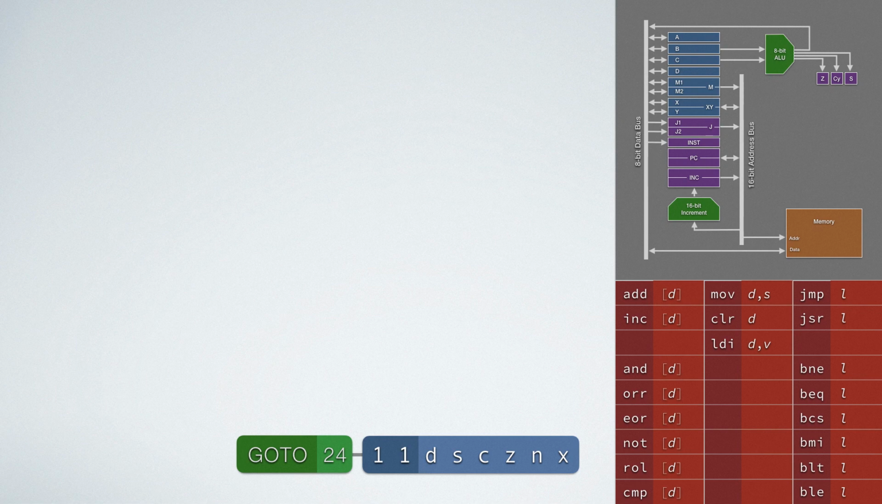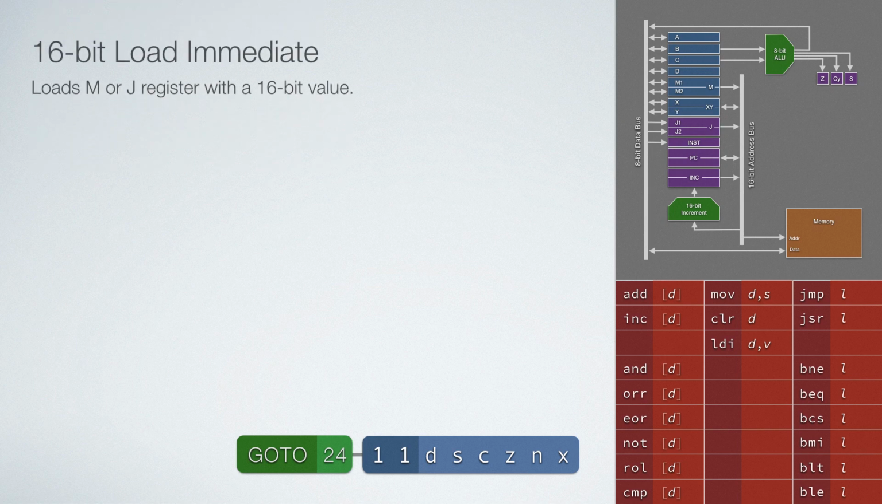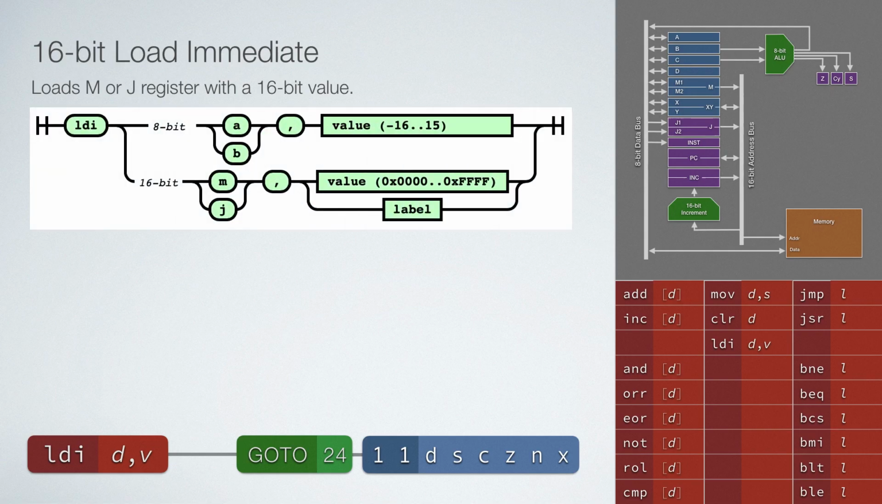Now there is only one more thing we can do with the goto instruction, and that's basically a derivative where we load a value into one of the registers, so into the M or J register, but we never take the jump. Effectively this is a 16-bit load immediate. Now actually we've already got a mnemonic that covers this, the load immediate. So rather than create a new mnemonic for this, we can just extend the one we've already got. And that would look like this.